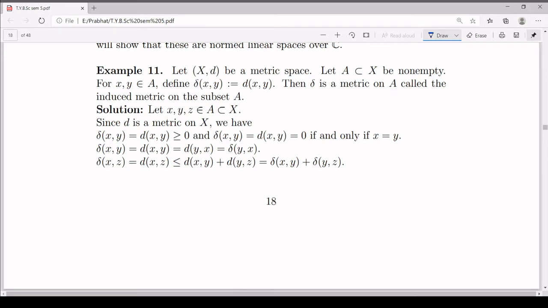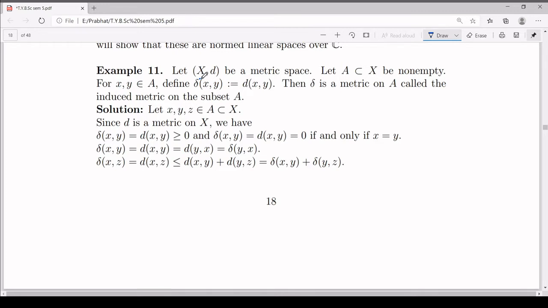In this video, we will discuss metric subspace and product metric space. So for that, first consider one example that will give you the definition of subspace. So the example goes like this.